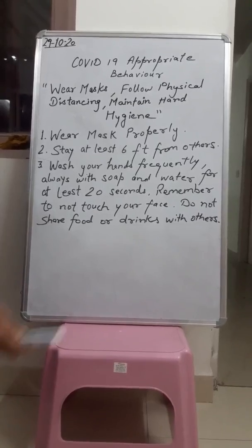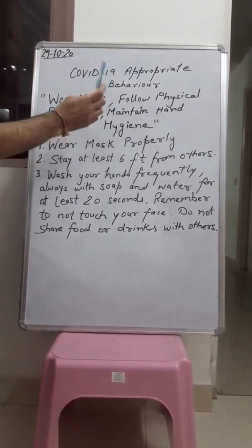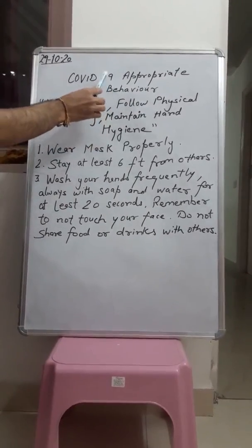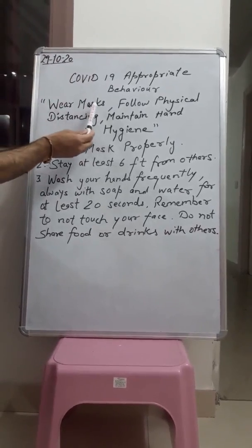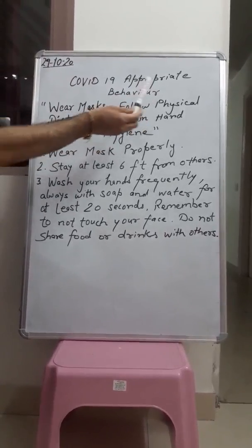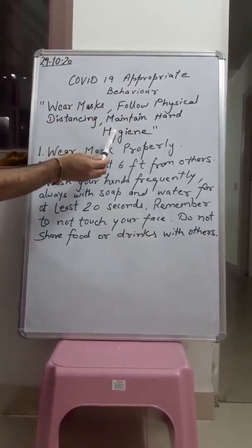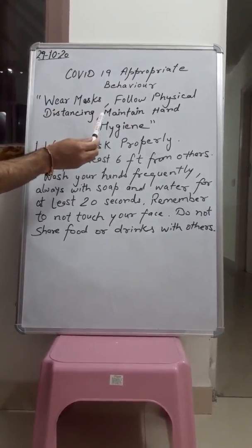So students, here are some COVID-19 appropriate behaviors. Here there are some instructions regarding COVID-19. The instructions are: wear masks, follow physical distancing, maintain hand hygiene. These are all instructions you have to follow.